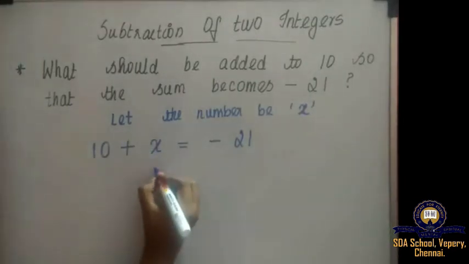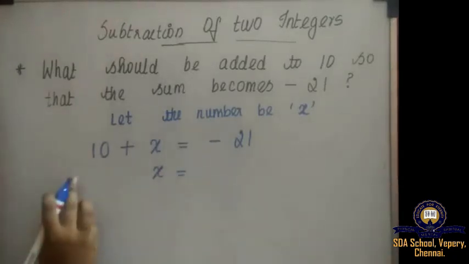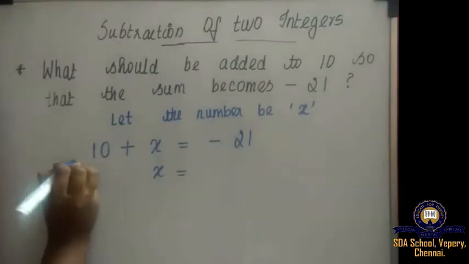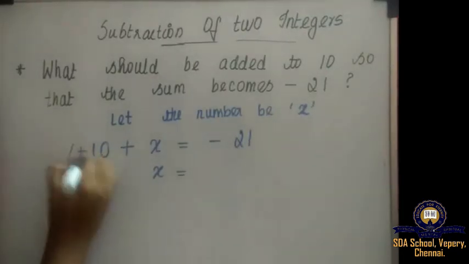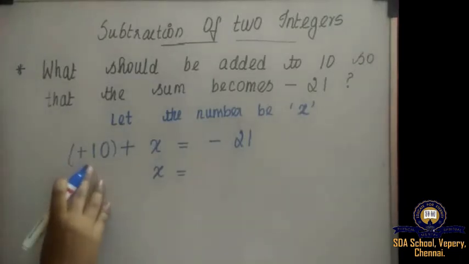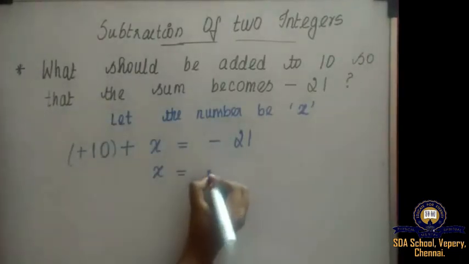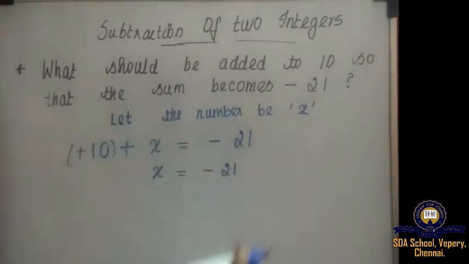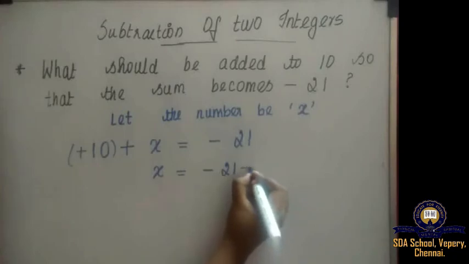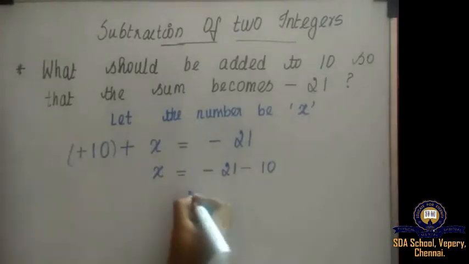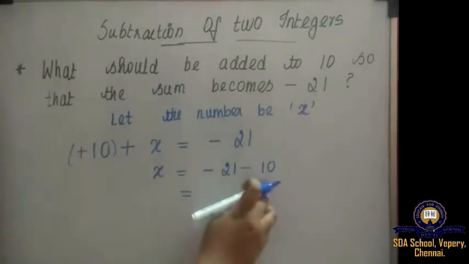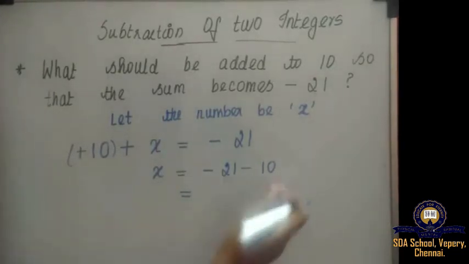So we will keep x as such and bring plus 10 to the other side. Here before 10 there is no symbol, which means it is positive. So we will bring plus 10 to the other side. So minus 21, when plus 10 goes to the other side, it will become minus 10, which is equal to, so you have minus 21 minus 10. This is in subtraction, minus 21 minus 10. So you have to make it as addition.